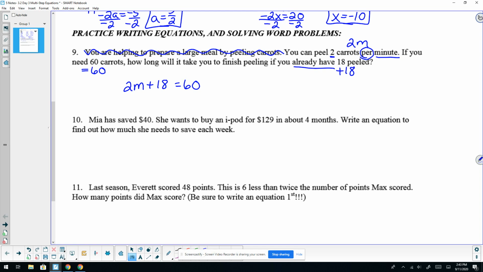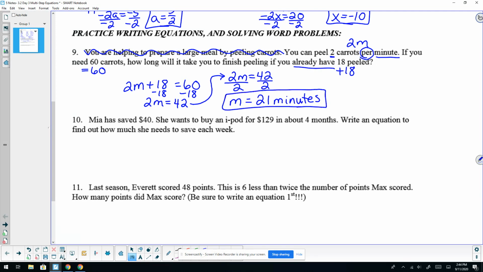Now I have an equation. All that's left to do is to solve our 2-step equation. We're going to subtract 18 from both sides. So 2m will equal 42. I'm going to move my work up here. So 2m equals 42. I can divide both sides by 2. That leaves me with m equals 21 minutes, the amount of time that it would take me to finish peeling the rest of my carrots.